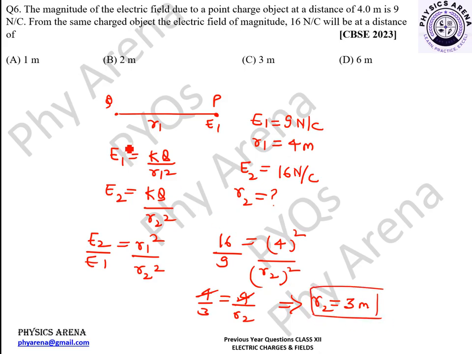So at a distance of 3 meter from this point charge, the electric field will be 16 Newton per Coulomb, and from the given options, option C is correct.